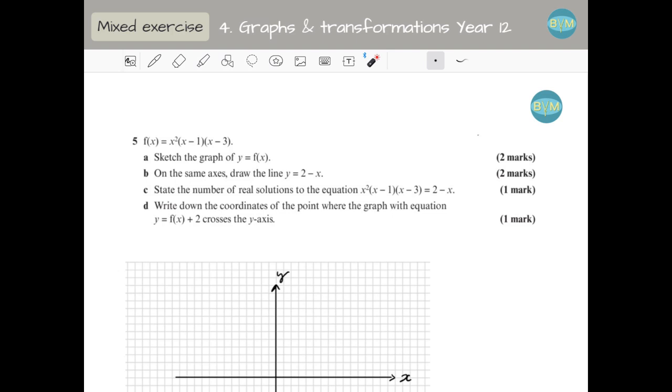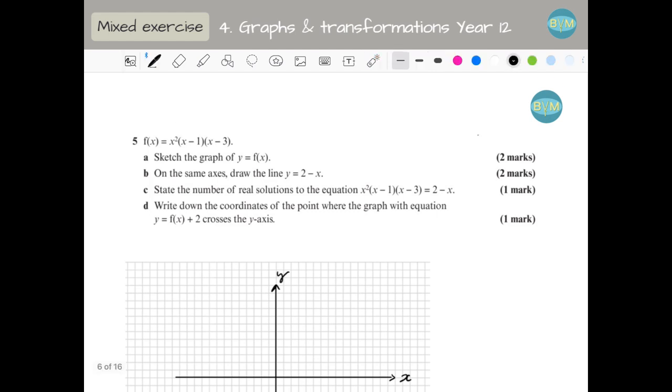Hello, this is question 5 on your mixed exercise 4 from year 12, and you have this function here and we have to sketch it. This function here is a quartic, so if you expand this bracket you have x squared times x, which is a quartic, and remember the quartics have that kind of soft w or soft m, so we have like two maximums or two minimums. It depends if they go up or down, it depends on the sign of the coefficient of x to the power of 4, which in this case is 1, so it's positive, so my two branches go up. So I have something like a w.